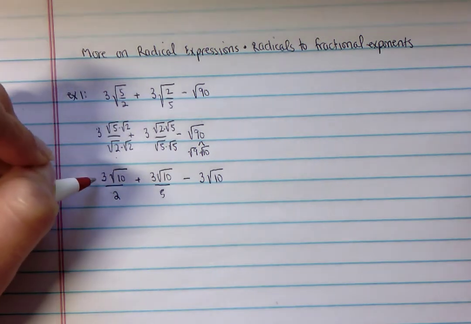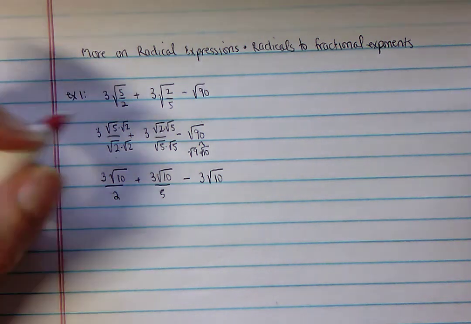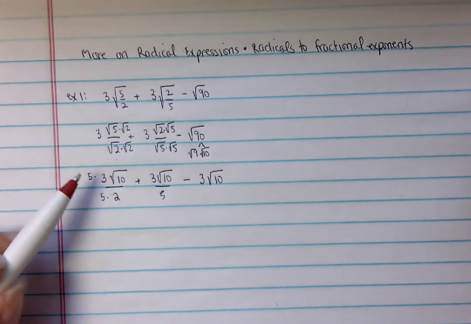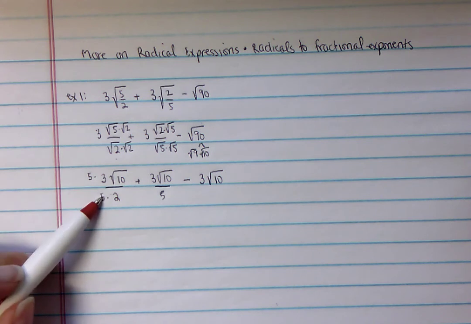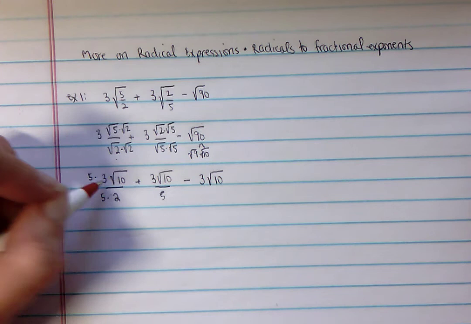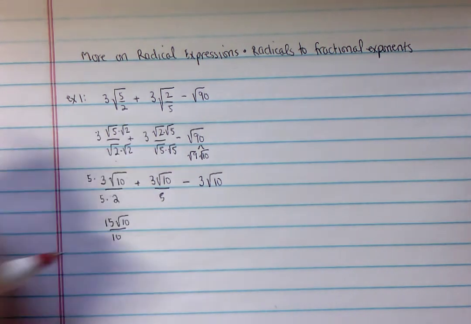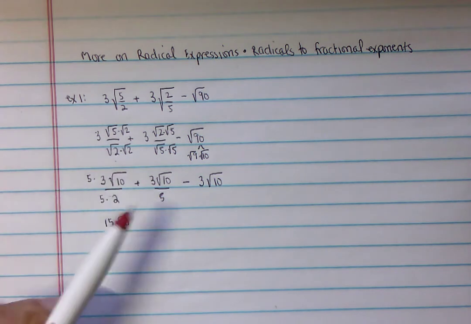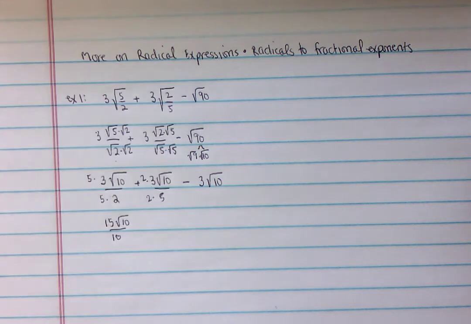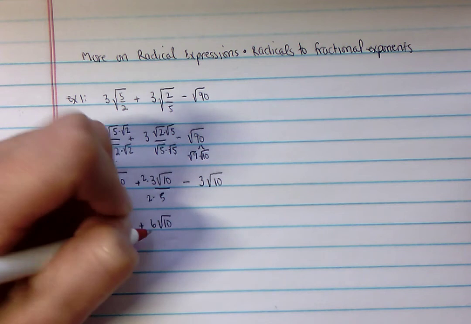So what I'm going to do, because I'm going to be multiplying the outside number by this now, because it's not a root, I'm going to show the multiplication on the left side. So I'm going to multiply the top and the bottom by 5, and that'll get me my 10 on the bottom. So this will be 5 times 3, which is 15. So this is 15 root 10 over 10. Okay. And then on this one, I need to multiply the top and the bottom by a 2. So 2 times 3 is 6. So that's 6 root 10 over 10.